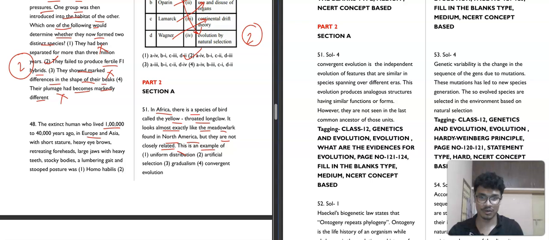Uniform distribution? No. Artificial selection? No. Gradualism? I also don't know this. Then convergent evolution. It is the convergent evolution. The fourth option will be your correct answer.